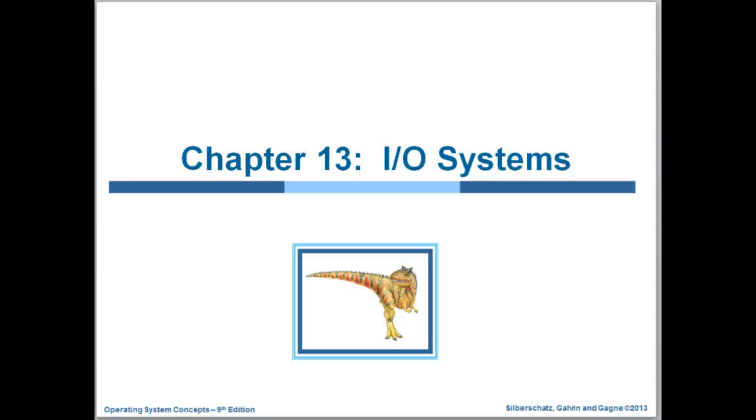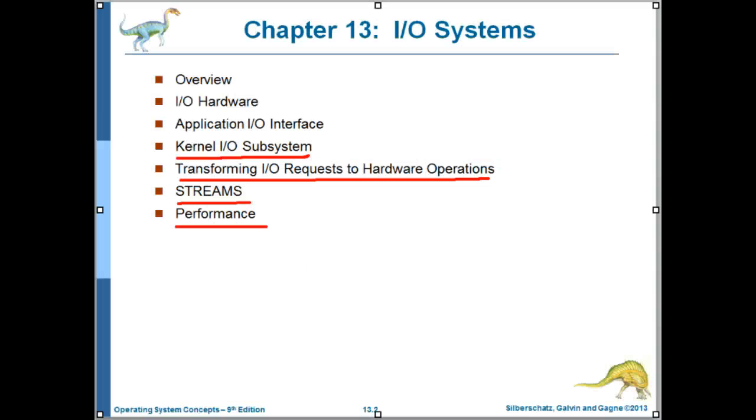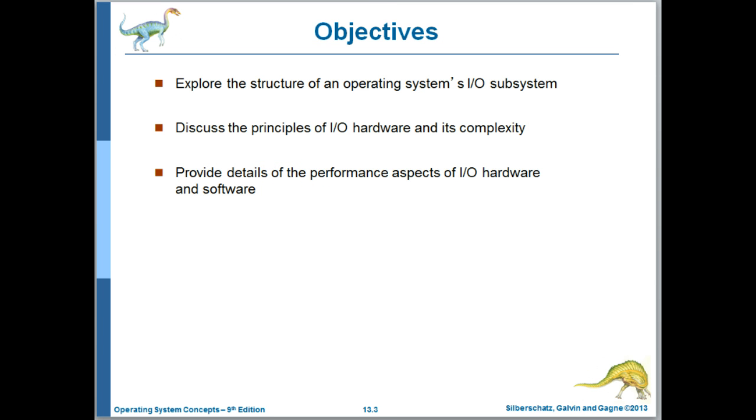Good afternoon, class. So today we're continuing along with our study of I/O systems. Here are today's topics: Kernel I/O subsystem, transferring I/O requests in software to hardware operations, the streams mechanism, and finally performance. And here's one last look at the chapter objectives.